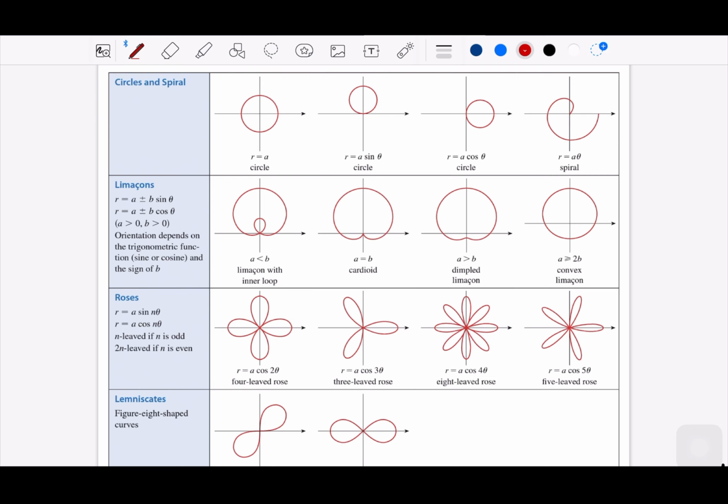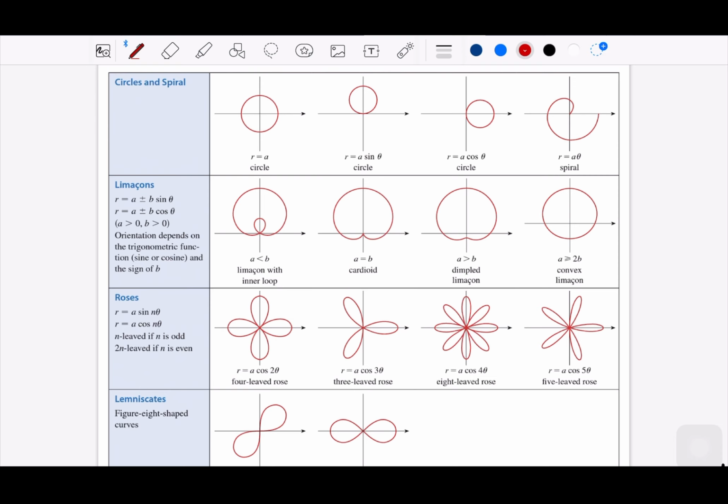And then the rose. The rose curve is r equals a sine or cosine of n theta, okay? And how we draw it depends on n. If n is odd, then the number of leaves is just n. But if it is even, then we multiply it, so the number of leaves is 2n.